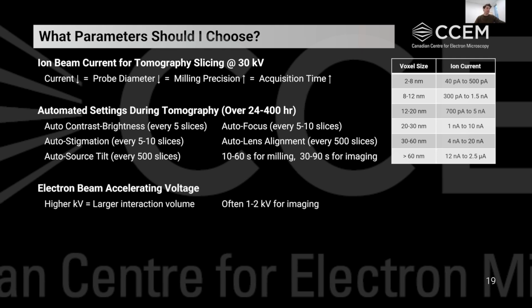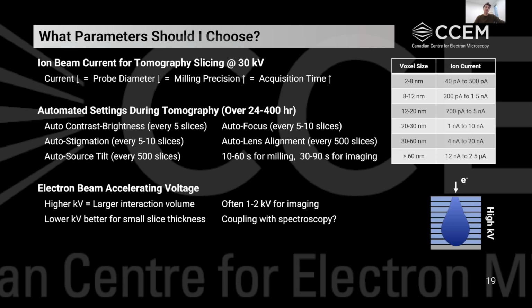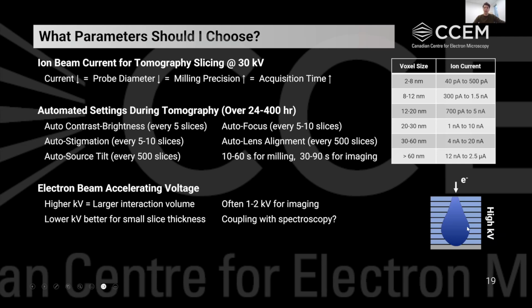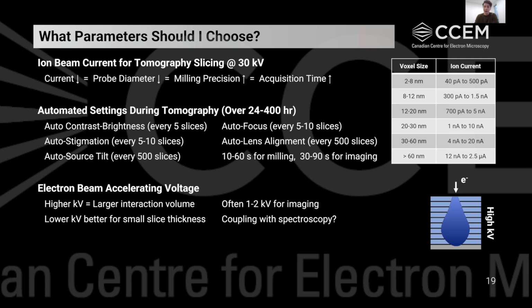Another thing to consider too is what electron beam accelerating voltage or landing energy we're actually using to do the imaging steps. If we use a higher kV, that's going to generate a larger interaction volume, meaning we're not getting as much information near the surface as we might hope. We're actually probing a fairly large depth of material. If we're at 5 or 10 kV for a carbon-based sample, for instance, we might be probing as much as 50 or 100 nanometers, which means instead of imaging 1 slice, you're actually imaging 5 or 10 slices in depth.